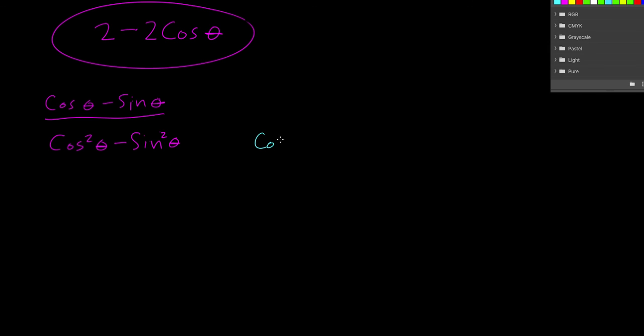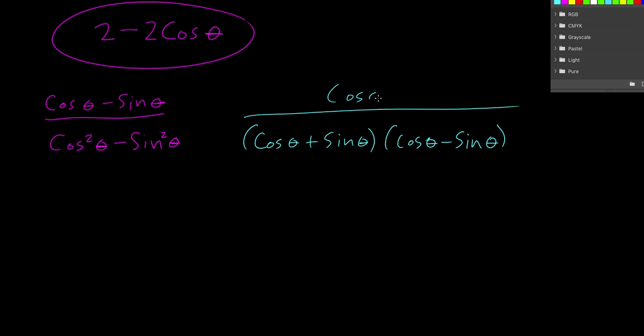So cosine plus sine times cosine minus sine. And then we have cosine minus sine on top. This cancels this. We leave a 1 for a placeholder. So we get 1 over cosine plus sine.